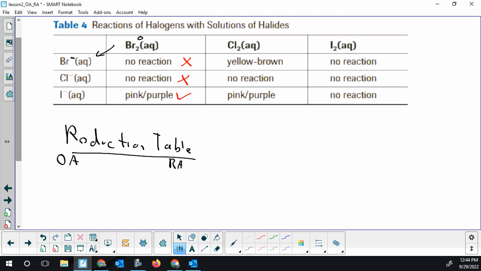that would have to gain an electron to go 0 to -1. So if this gains an electron, I know it's a gaining, to become minus, that means that this species was reduced, gaining electrons reduced. So what agent is bromine if it gets reduced? It gets reduced, it's the opposite agent, so that's an oxidizing agent.